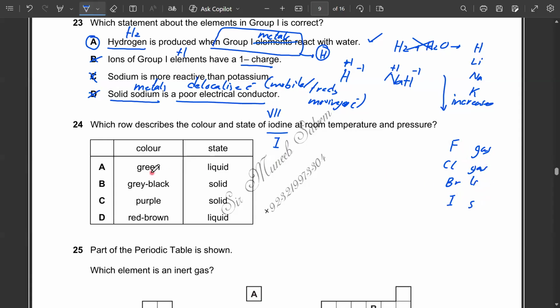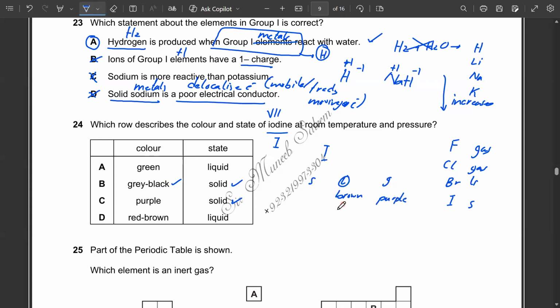So these are the normal physical states. Iodine is a solid substance at room temperature. And about the color, there were three different colors for iodine. In solid form, it is gray black. In liquid form, it is brown. And in gaseous state, it is purple. There are three different colors.